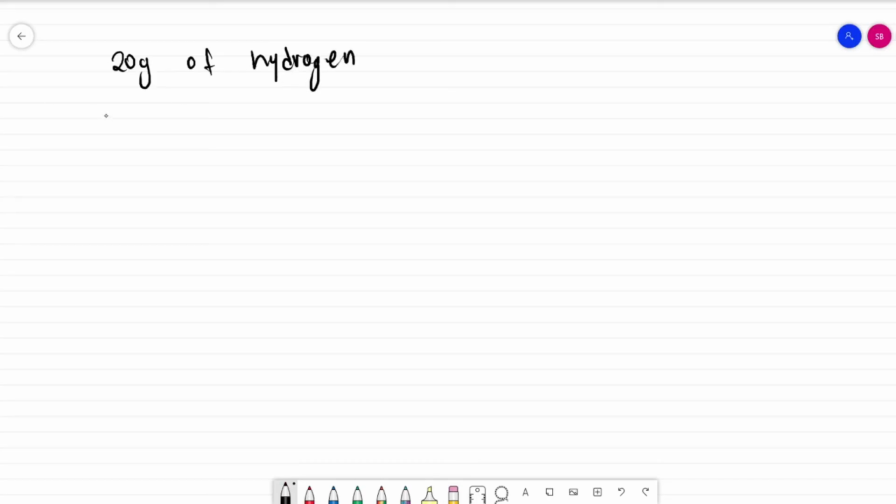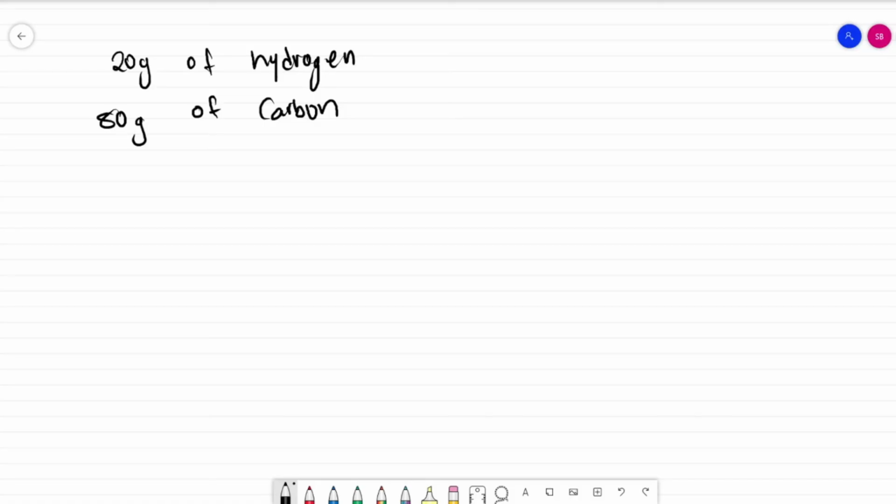So we have 20 grams of hydrogen, and we have 80 grams of carbon. The question is asking us: what is the empirical formula? The formula mass was 30. What is the molecular formula? So it's basically two questions.